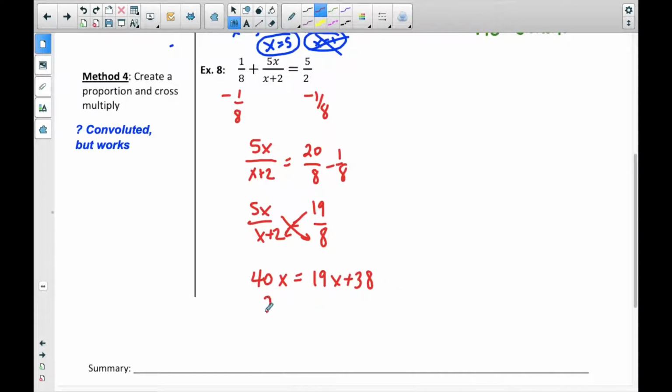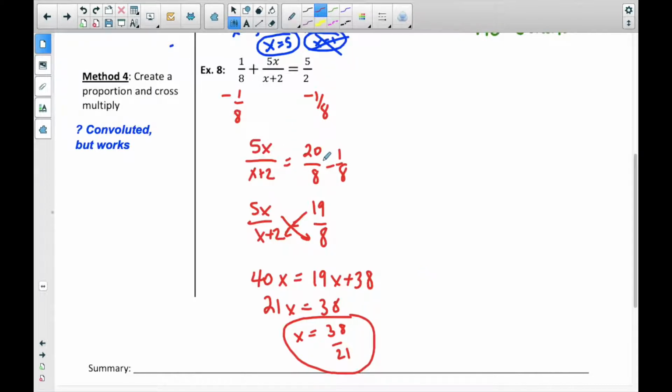Subtract my 19x from both sides. I get a 21x. Divide by 21. And I get 38 over 21. Why would you ever want to do that? I don't know. You just sometimes, I mean, you guys know, you get in the middle of a problem, you get stuck, you don't really know what to do. So this works. You can do it. Is it an extraneous solution? It's not extraneous. It's fine.